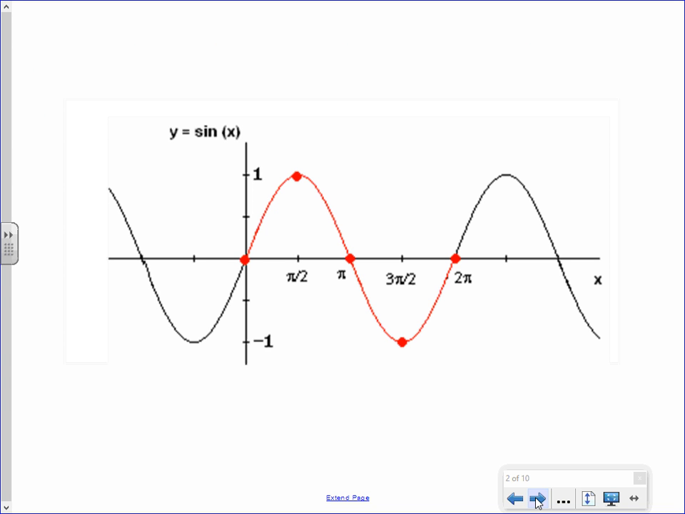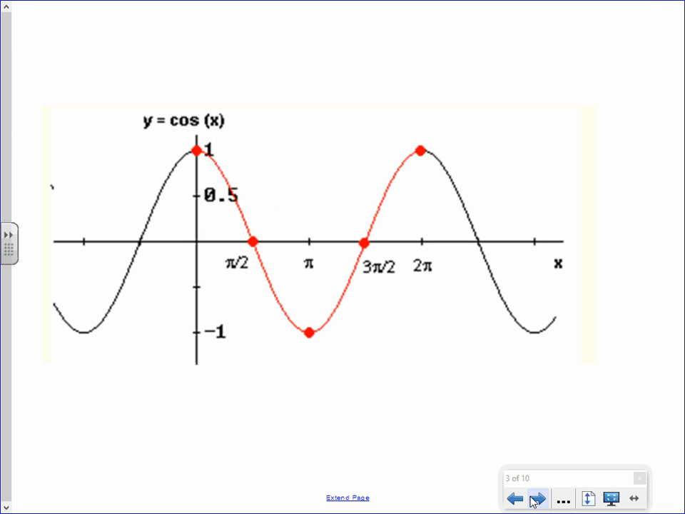They both have an amplitude of 1. They both have a period of 2 pi. They have similar shapes. I think somebody mentioned on Friday they look just kind of like they're the same, but one is shifted from the other. And I would agree with that statement.